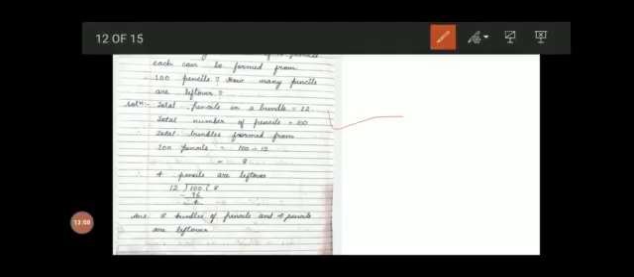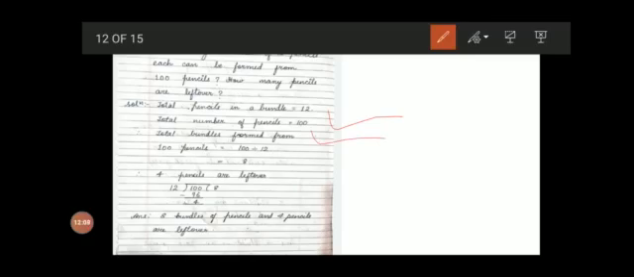And question number 2 is given. How many bundles of 12 pencils each can be formed from 100 pencils? How many pencils are left over? Okay, so first we will write the statement as it is in the word problem. Total pencils in a bundle. In one bundle how many pencils? 12 pencils, and the total number of pencils given to you is 100. So we have to find out total bundles formed from 100 pencils.